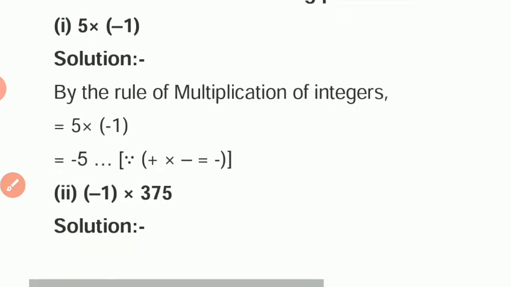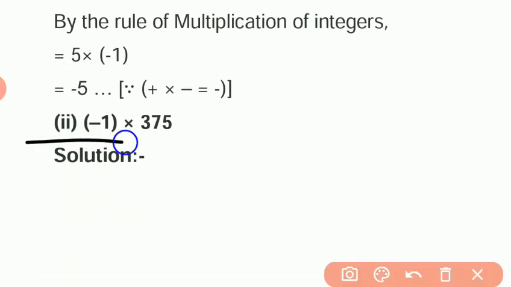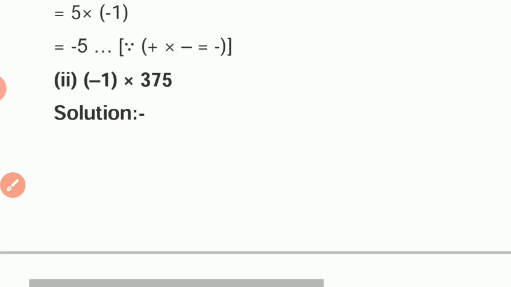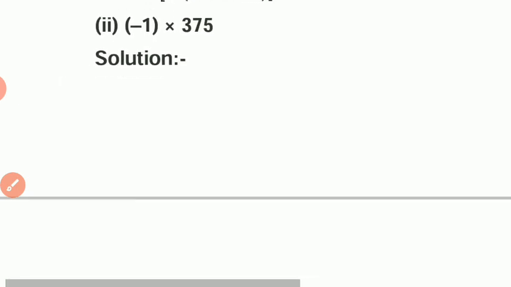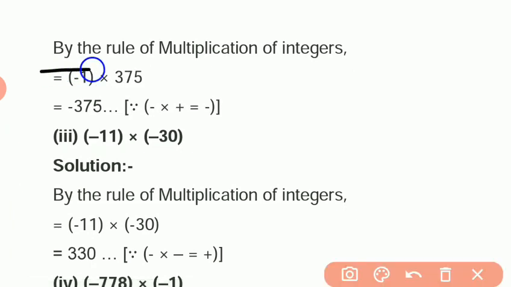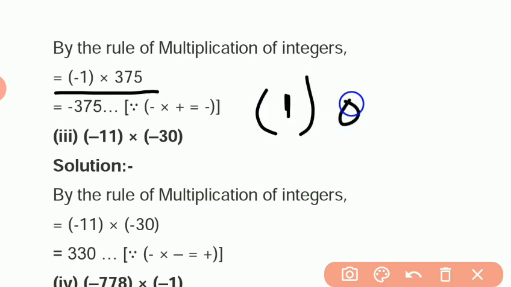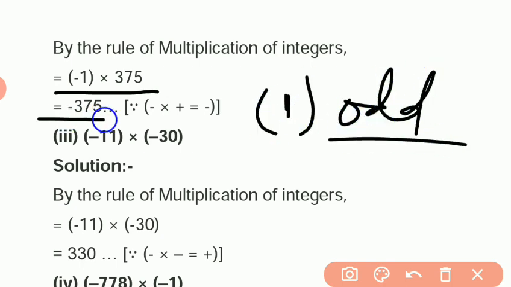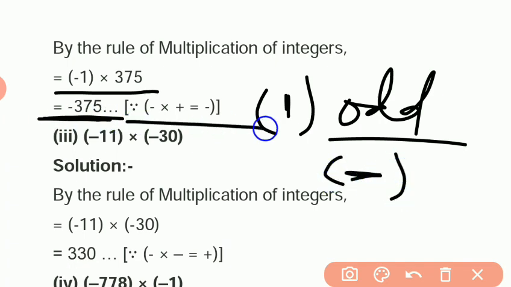Second one, minus 1 into 375. Here also you can see that one integer is given negative, the second one is positive. So by the rule of multiplication of integers, the answer will be negative. First we multiply without sign. So 1 into 375 is 375. But here the number of negative integers given is 1, which is odd, so the answer will be negative. Or minus into plus is minus. So minus 1 into 375 is equal to minus 375.